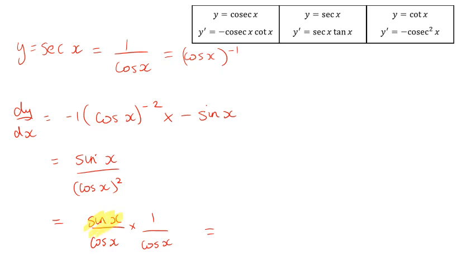Now this is familiar to us. Sine x over cos x, we know that that's the same as tan x. And then this bit should also be familiar to you. 1 over cos has got a special name. 1 over cos is known as sec. So my final answer is tan x sec x.